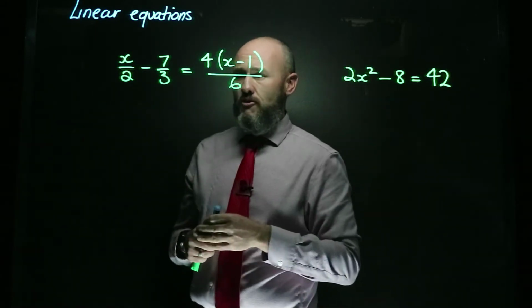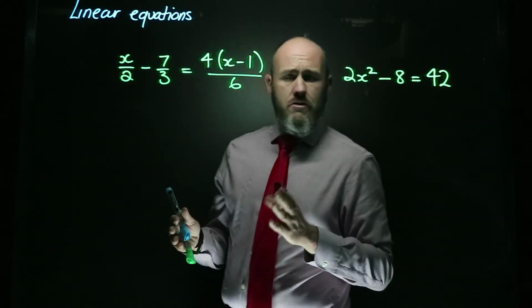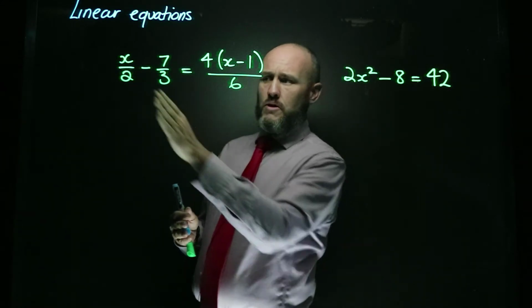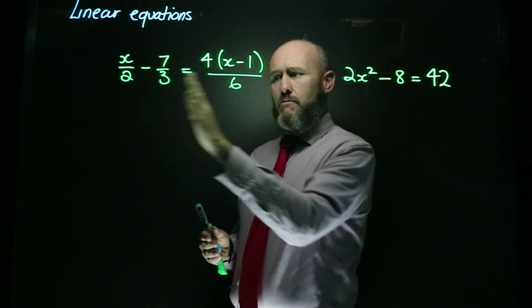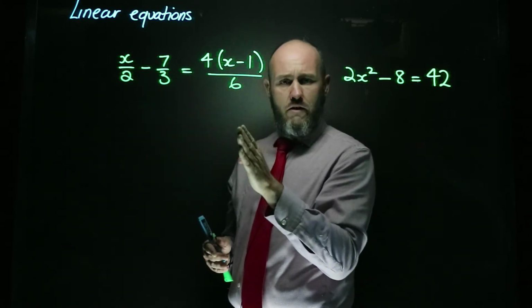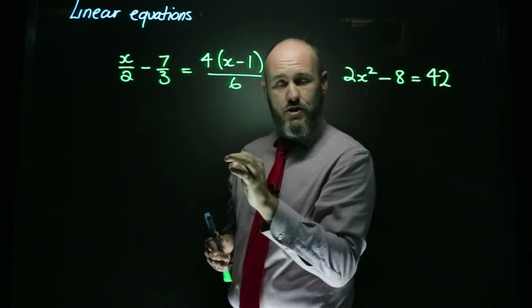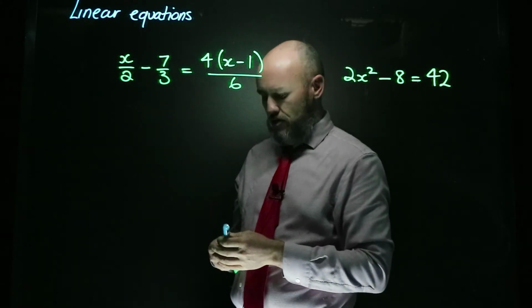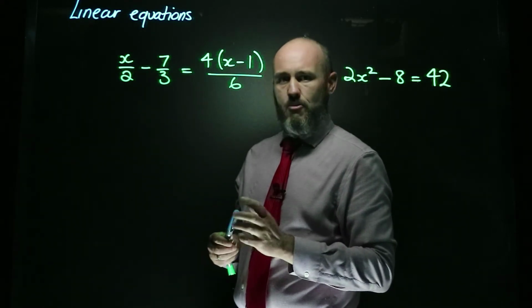So I'm going to start by removing the fractions. One way you could do this is to multiply everything by 2 to fix that one, everything by 3 to fix that one, and then everything by 6 to fix this one. That is an answer that will work every time, but you do get some pretty large numbers out of it. So we're going to try and be a little bit clever about this.